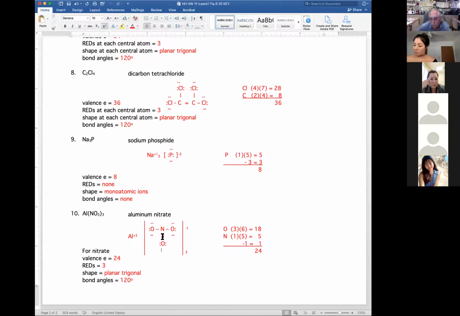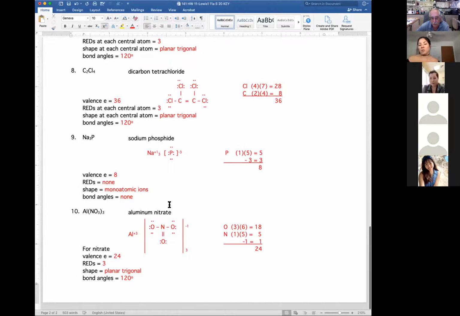Covalent bonds are represented by the lines. Between aluminum and nitrate is an ionic bond. Between oxygen and the nitrogen is a covalent bond. And if you wanted to, you could look at the electronegativity to see if it's nonpolar, polar, or ionic. In this case, these would be polar covalent bonds, but it doesn't matter anyway, because it's an ion.